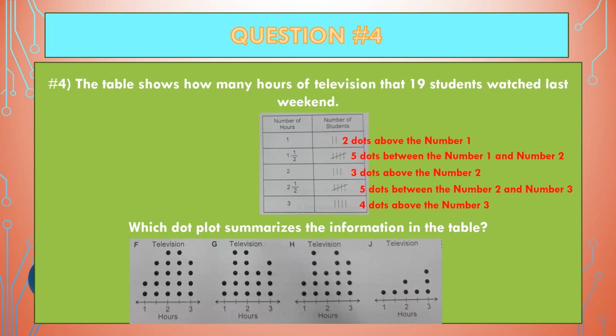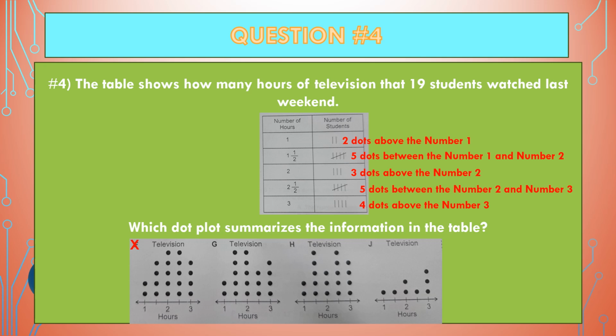So let's look at answer choice F. All right. There are 2 dots above the number 1. Okay, it's looking good. Now, in between the number 1 and 2, where 1.5 is, there should be 5 dots. There are only 4 dots, which means answer choice F is not our answer.